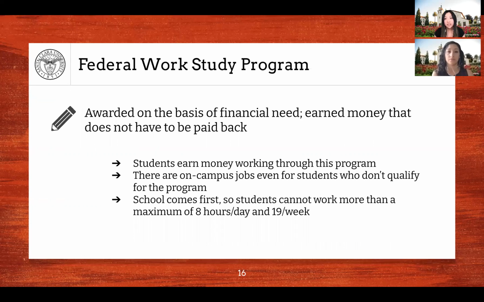So we have our federal work study program as well. And so the FAFSA is required for this because it is awarded on the basis of financial need. It's a little bit different than other financial aid because it's not aid that's going to come directly off of a student's bill, but rather they will have to earn that money by working on campus, and they'll get a paycheck every 2 weeks. And even if a student doesn't have federal work study on their financial aid package, they can still apply for on-campus jobs. There's plenty that don't require federal work study. And for all of our student workers, there is a maximum of working 19 hours per week.